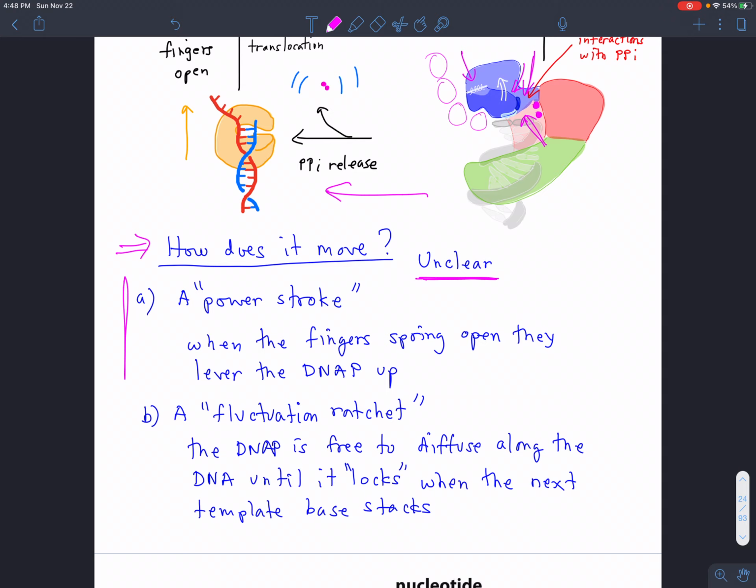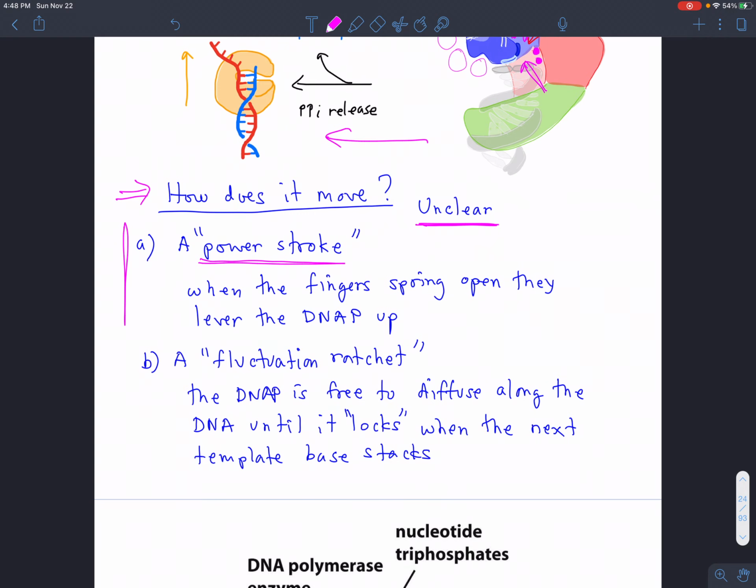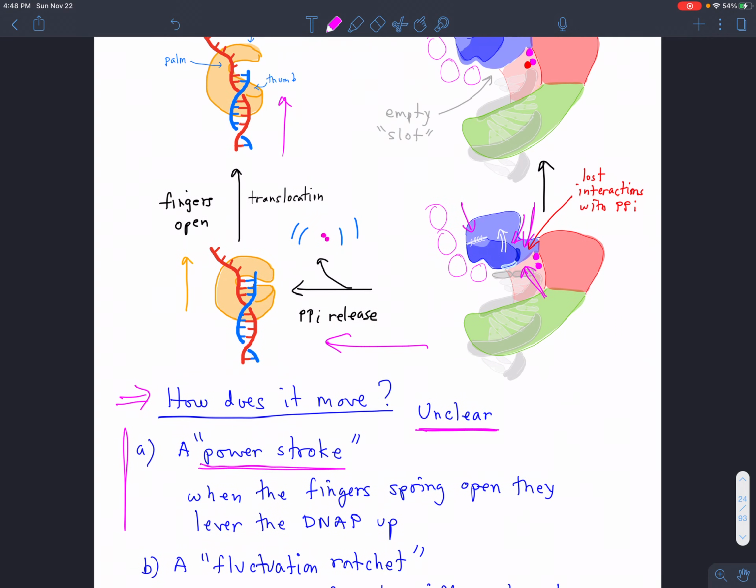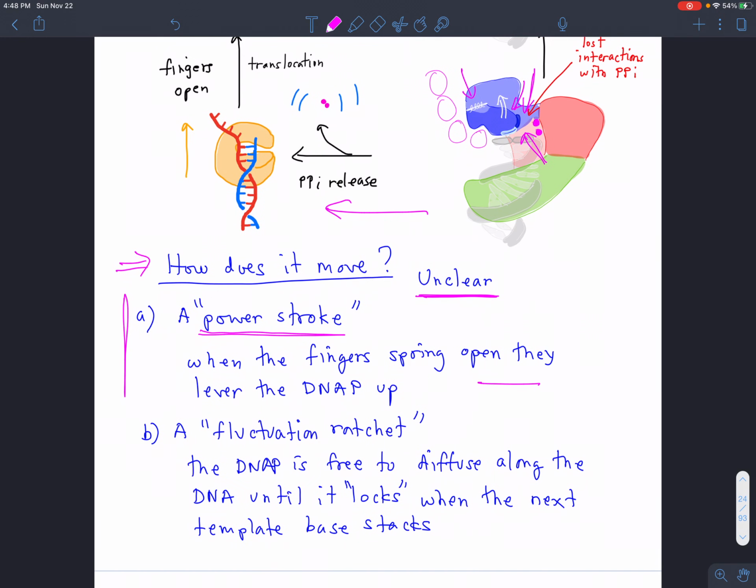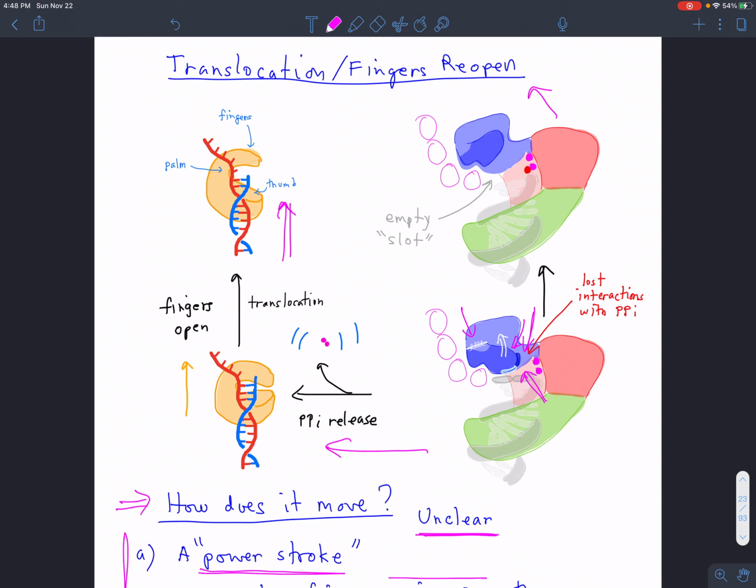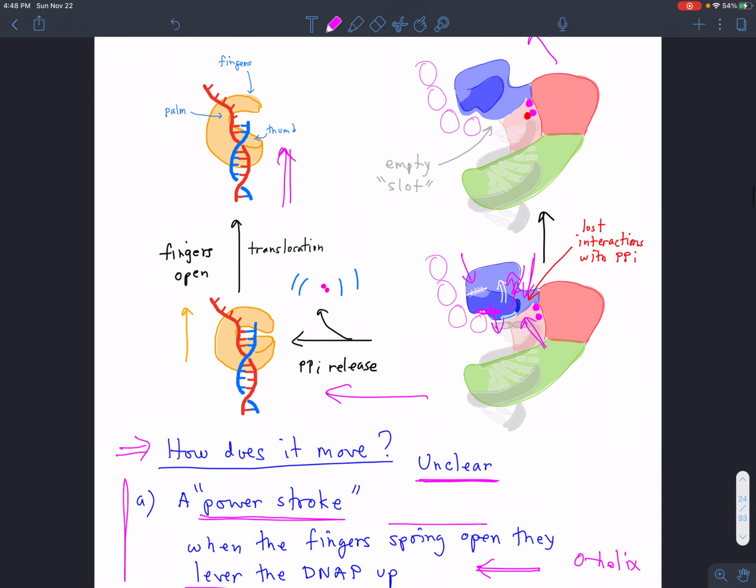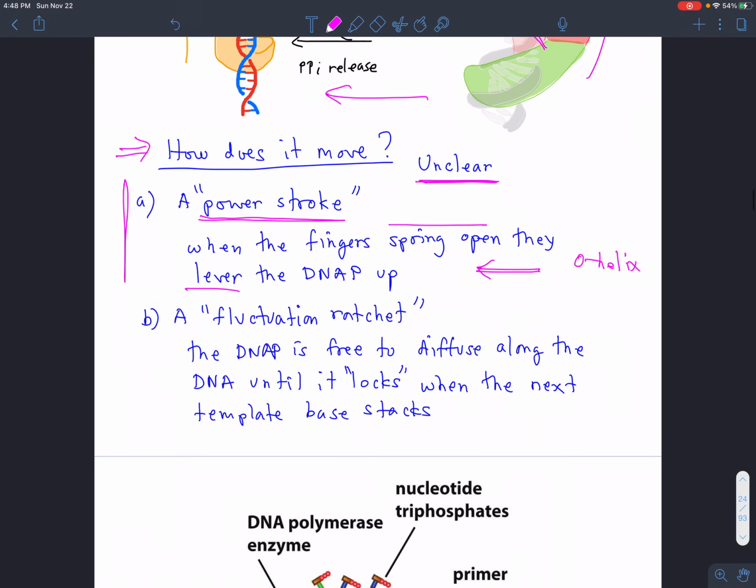it can be what's called a power stroke. So this is from the molecular machines field, which is my field. A power stroke is where there's some actual physical push or force that pushes the DNA along, the polymerase along the DNA. And there's some evidence for that. There are simulations, for example, that show that when the fingers spring open, there's a lever called the O helix that moves in a way that pushes, basically when the fingers open here, there's a little lever back here that pushes on the base from behind and pushes the polymerase forward.